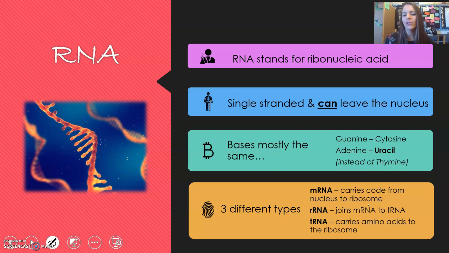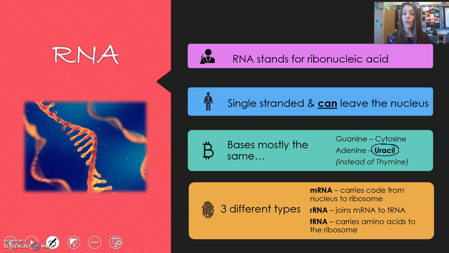The bases are also mostly the same, except for one, and that is uracil. So instead of thymine, we have uracil. Now this is where it also gets confusing, because even though we have uracil as a base, we're still making RNA from DNA. So DNA can still have thymine, in which case it would pair with adenine in RNA.